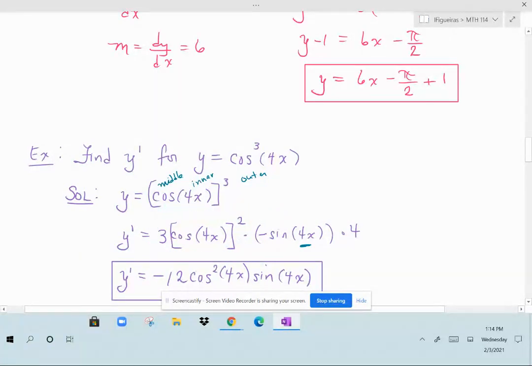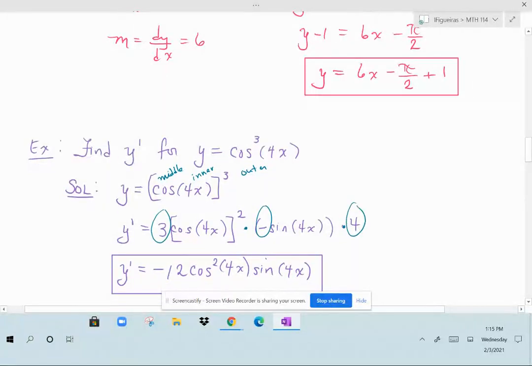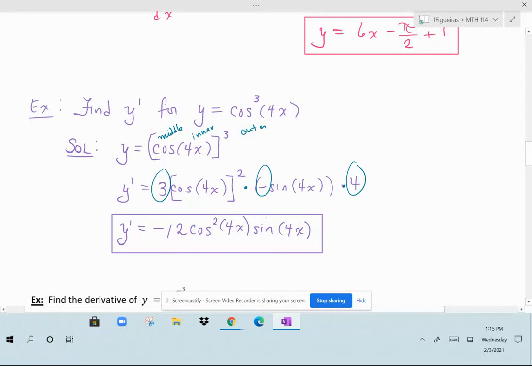So with chain rule, you're just multiplying. There should be no addition and subtraction between all of the expressions that you are putting together. These are all getting multiplied together as you go from outer to inner. Then I have several coefficients. I have the 3, I have this negative 1, and I have the 4. So my coefficient will be negative 12, cosine squared of 4x, sine of 4x.